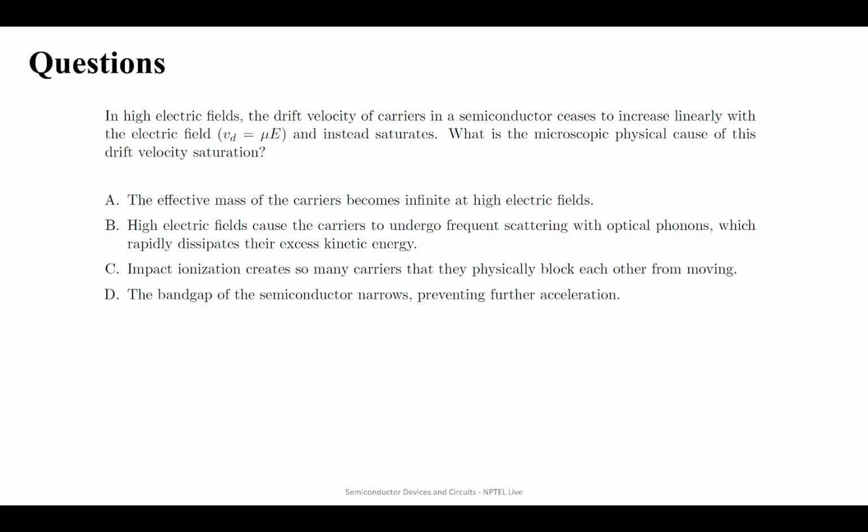In high electric fields, the drift velocity of carriers in a semiconductor ceases to increase linearly with the electric field, Vd equals mu E, and instead saturates. What is the microscopic physical cause of this drift velocity saturation? A: The effective mass of carriers becomes infinite at high electric fields. B: High electric fields cause the carriers to undergo frequent scattering with optical phonons, which rapidly dissipates their excess kinetic energy. C: Impact ionization creates so many carriers that they physically block each other from moving. D: The band gap of the semiconductor narrows, preventing further acceleration.